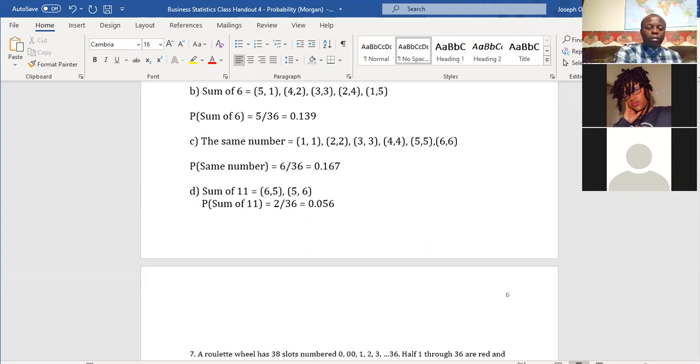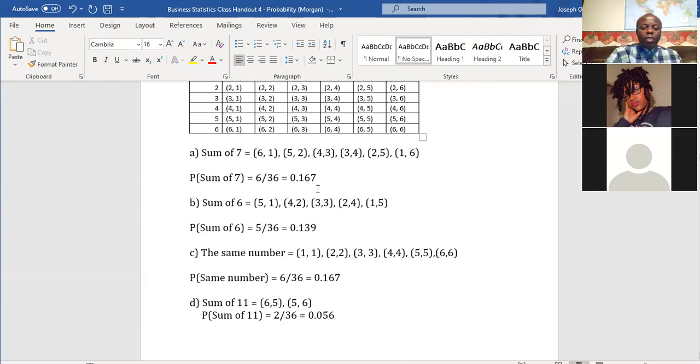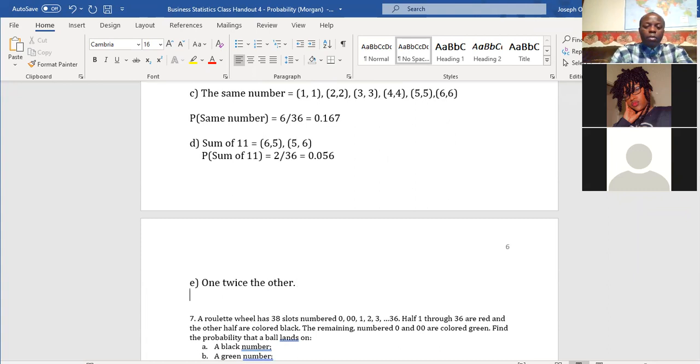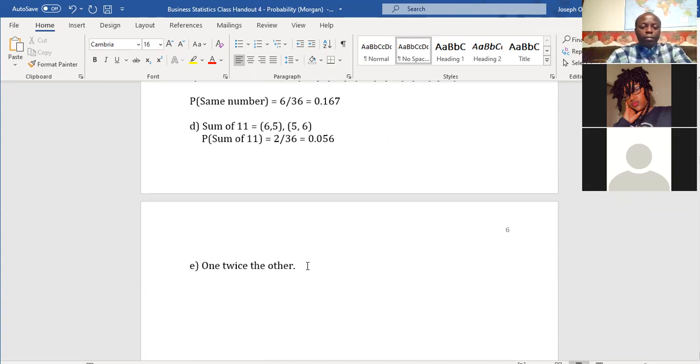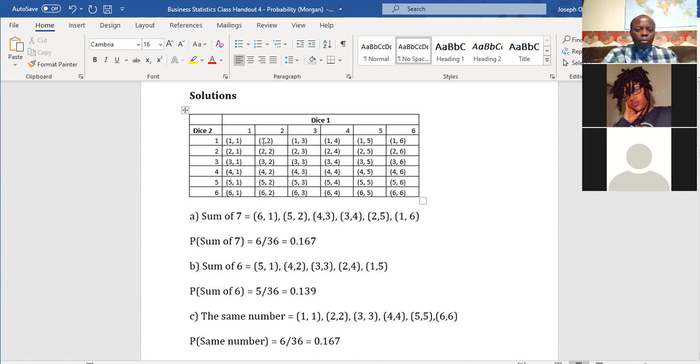Now, the last but not the least is to find the probability of getting one number twice the other. This part usually confuses students, so I'm going to simplify it. If you look at this, 1 plus 1 gives us 2. See, one number twice the other. So 1 plus 1 gives us 2.